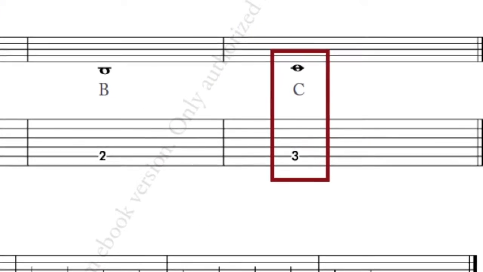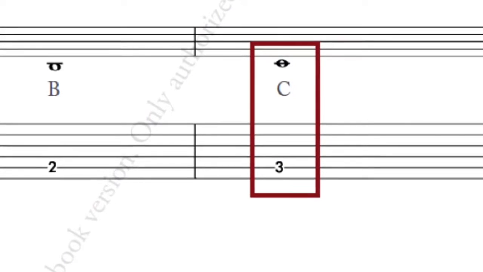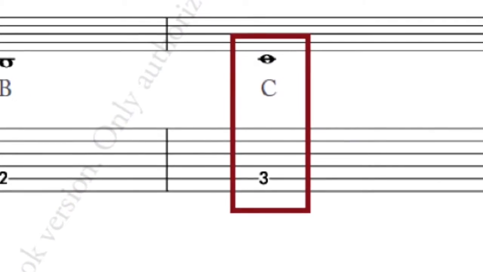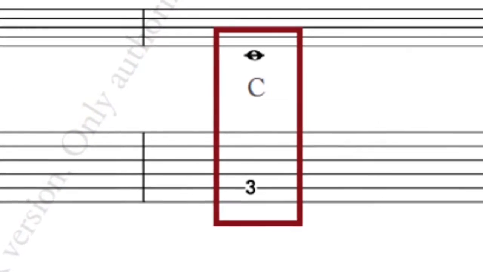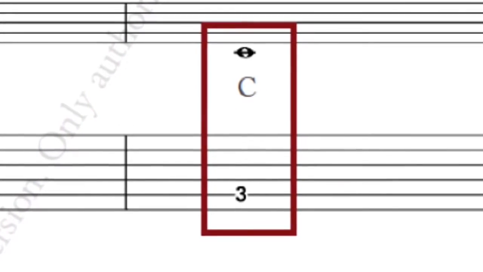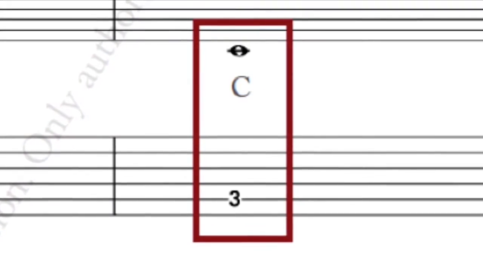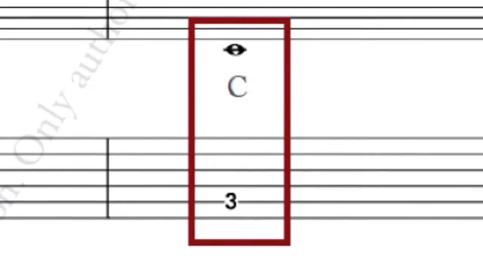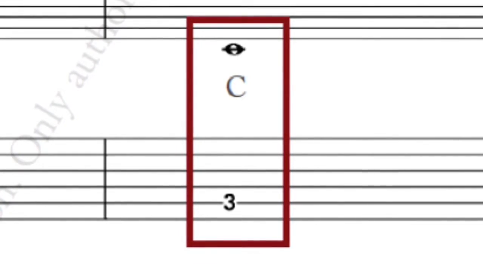So you have to memorize how many ledger lines you need to get a certain note. Remember that C is always on the first ledger line below the staff, B is directly below C, and A is below B on the second ledger line below the staff, 2 ledger lines.